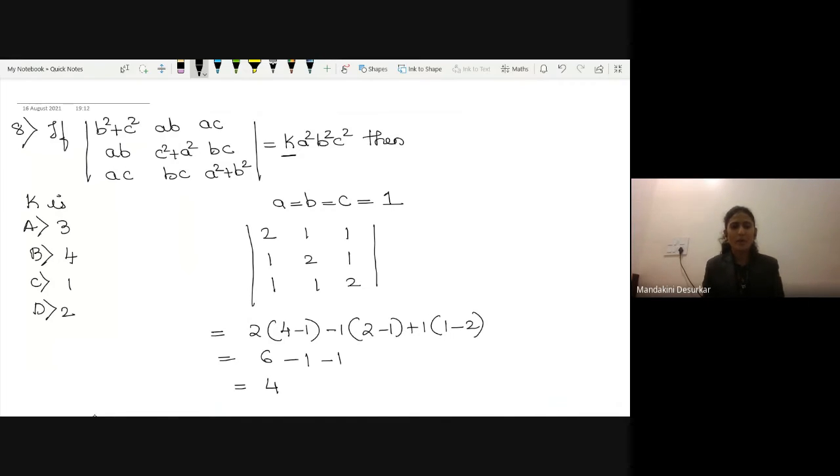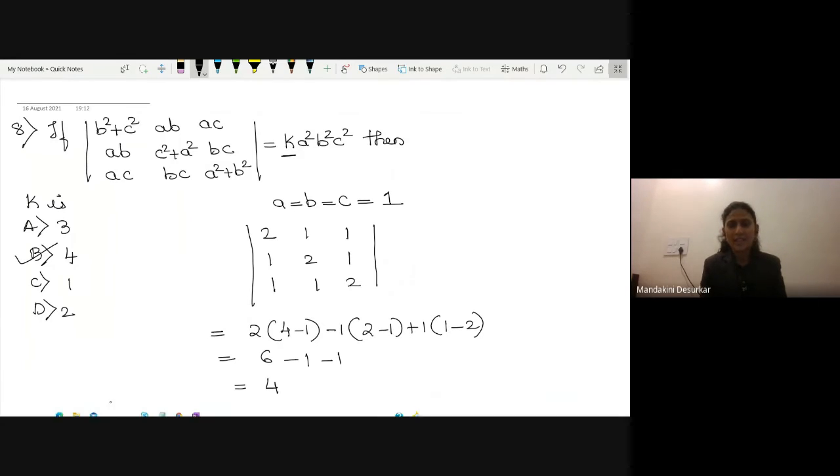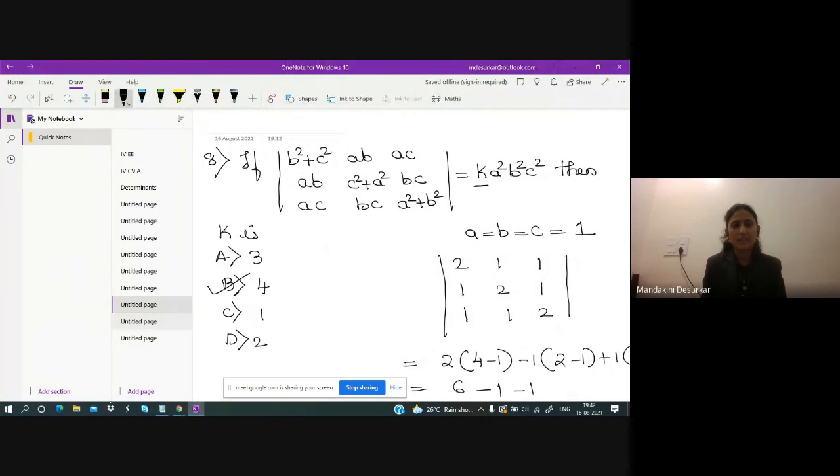So here, what is the value of k then? The k value is 4 because 4 is equal to k, with A, B, C values being 1. Now, which is the right option then? B is the right option. So have we cracked it in less than a minute or not? Now let's make the thing a little more difficult.